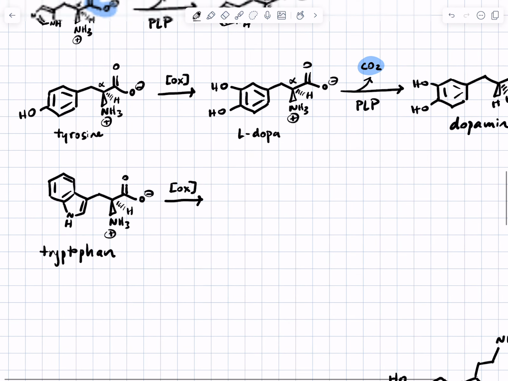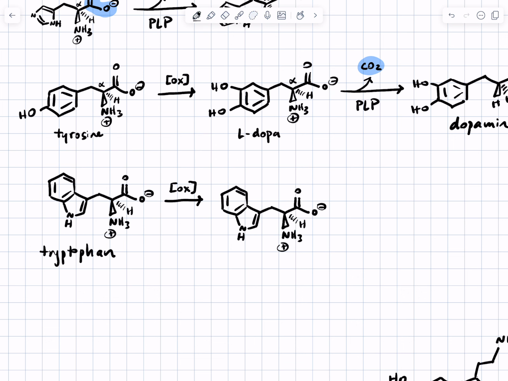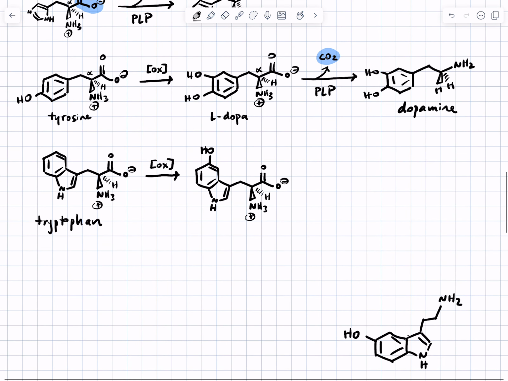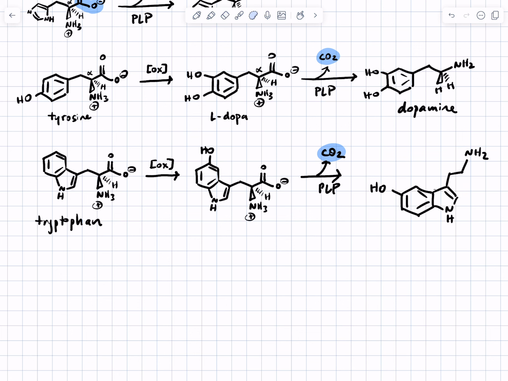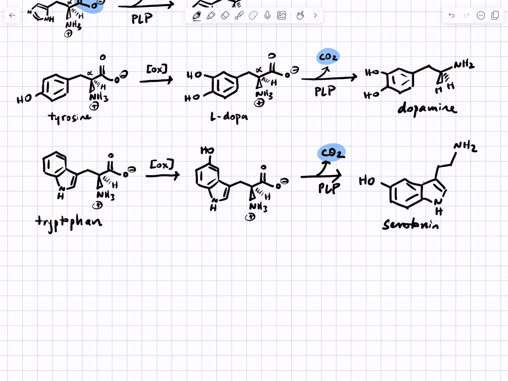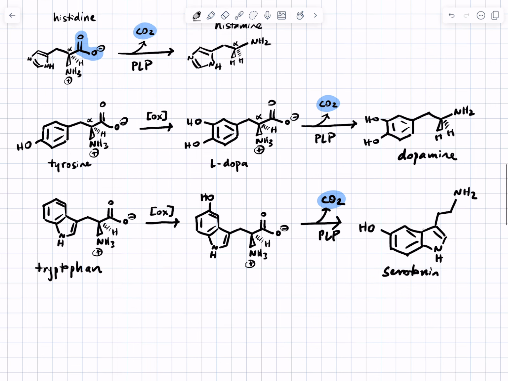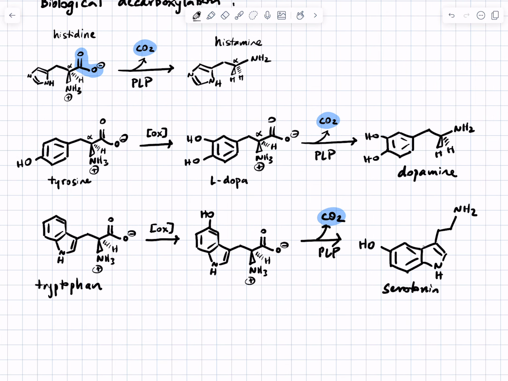So anyway, biology will also install an OH group on tryptophan at this position. And then it will do the decarboxylation reaction, again using a different enzyme, but basically the same reaction mechanism, which we will talk about. And the product of that is this guy here, which you've probably heard about. This one is called serotonin. So these are all neurotransmitters or signaling molecules, and they're all prepared via the same type of decarboxylation reaction, which we will go into.